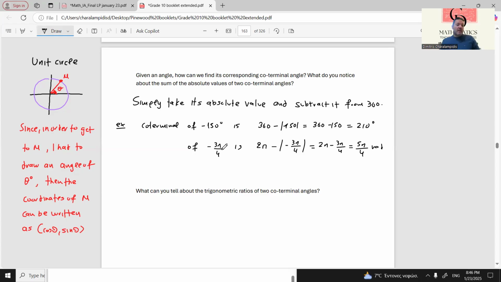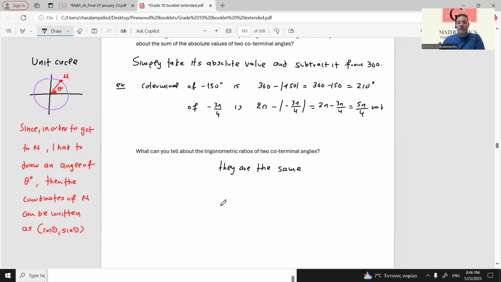We just said that, but let's say that again. What can you tell about the trigonometric ratios of two coterminal angles? They are the same.